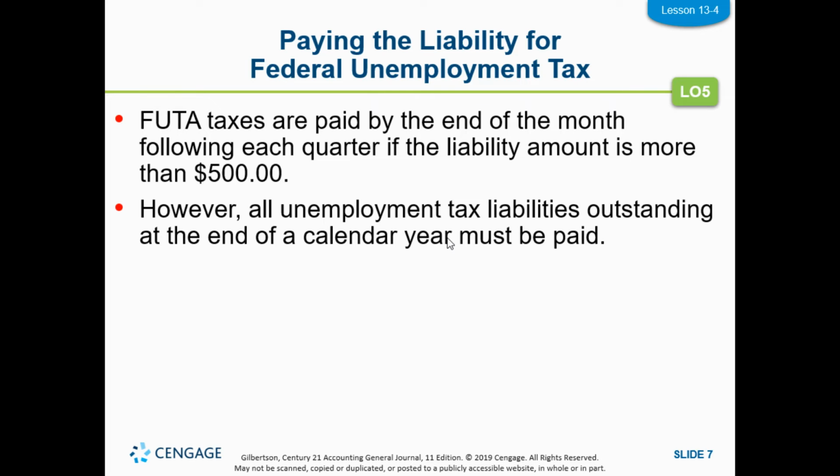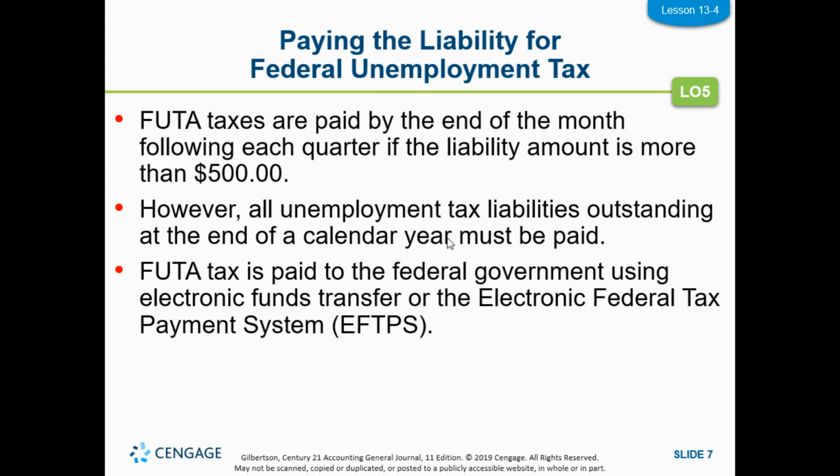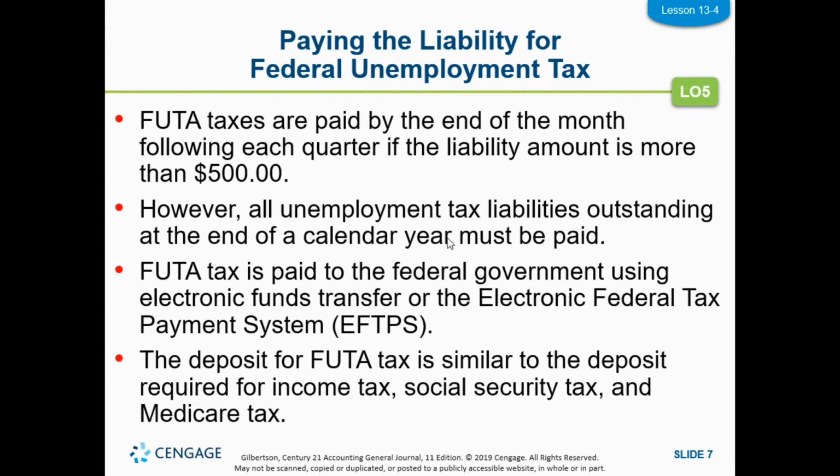All unemployment tax liabilities outstanding at the end of the calendar year must be paid. So if we get to the end of the calendar year, we still haven't hit $500, then we just, January 31, we have to pay that full amount for federal unemployment tax. FUTA is short for that. Okay, we're paying that because it's a federal tax. We have to pay that through EFTPS. And again, that's totally on us as the employer. That is not withheld from any employee's paychecks. Okay? And it's similar to the deposits we make for the other federal taxes.